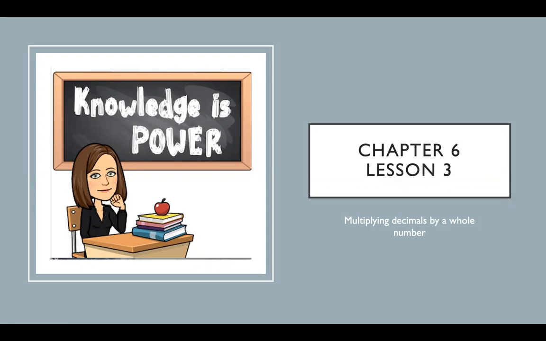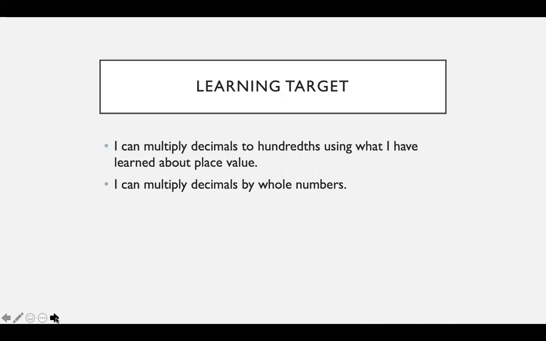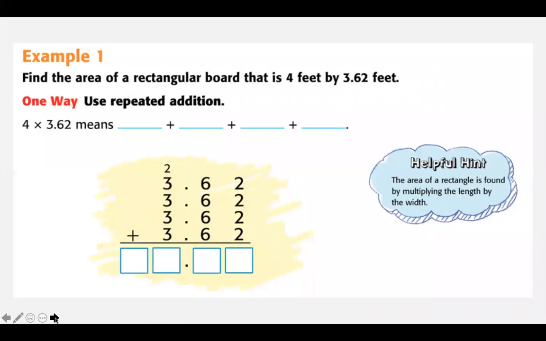Walsh, and I am here to review with you Chapter 6, Lesson 3, which is multiplying decimals by a whole number. So your learning target for today is I can multiply decimals to hundredths using what I have learned about place value. If you need to make yourself a place value chart to help you, you can. And I can multiply decimals by whole numbers. So because this is review, we are just going to get straight into it.